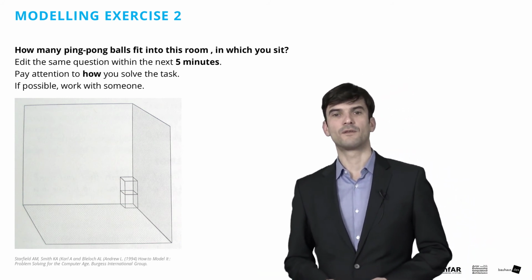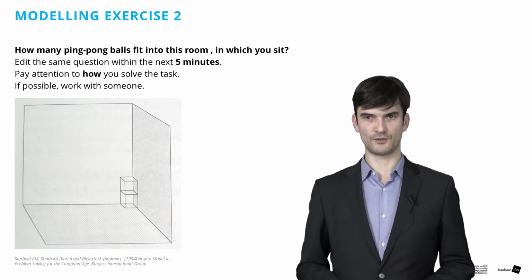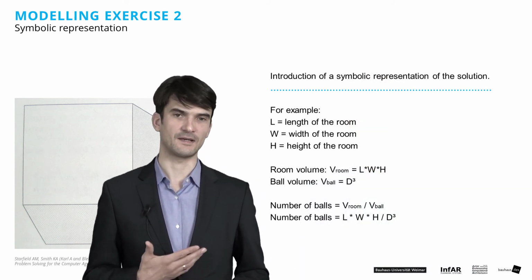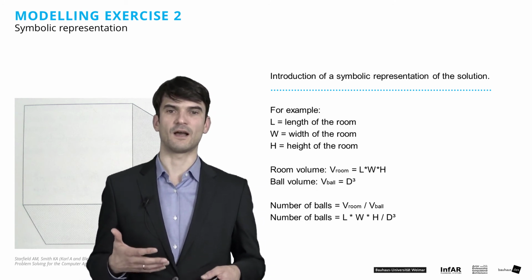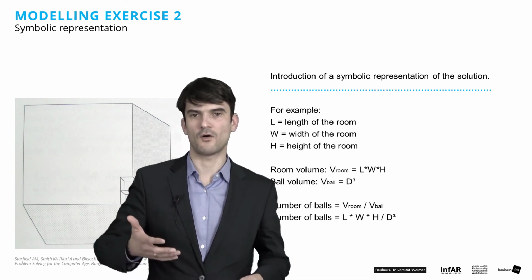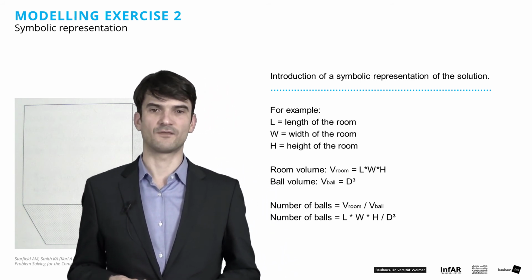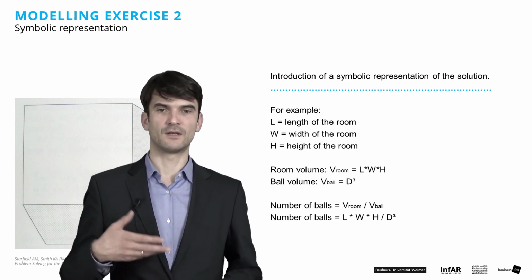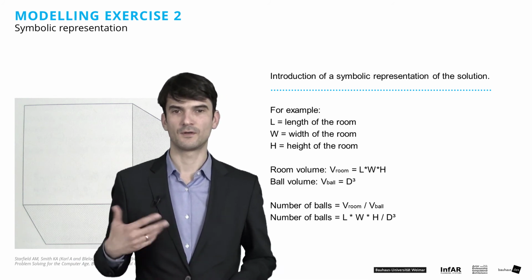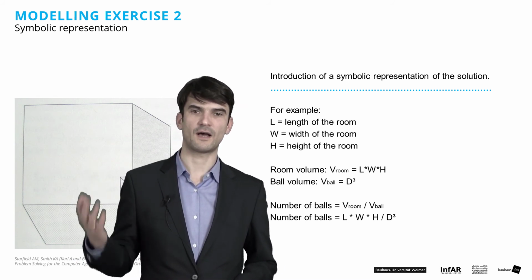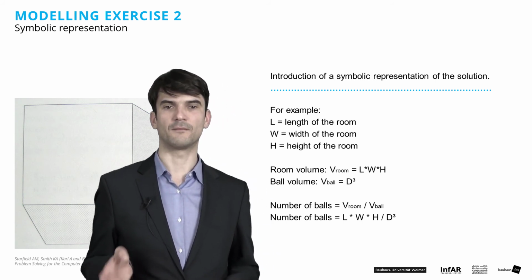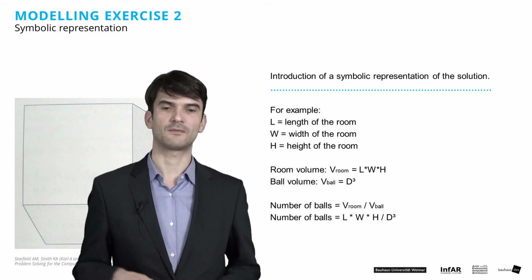Maybe you came up with a symbolic representation of the solution. Such a solution could look similar to the one shown on the slide. So a very simple kind of formal model that helps you to find a solution, which is somehow obvious to build if you have enough time. So the representation could be that you use a variable L for the length of the room, W for the width of the room, and H for the height of the room. And then you can calculate the volume of the room by multiplying the three variables.